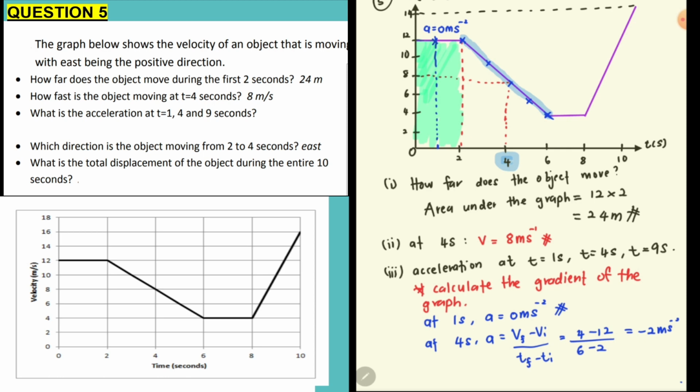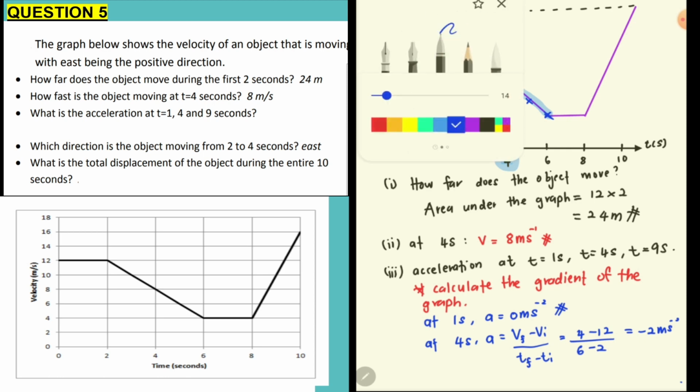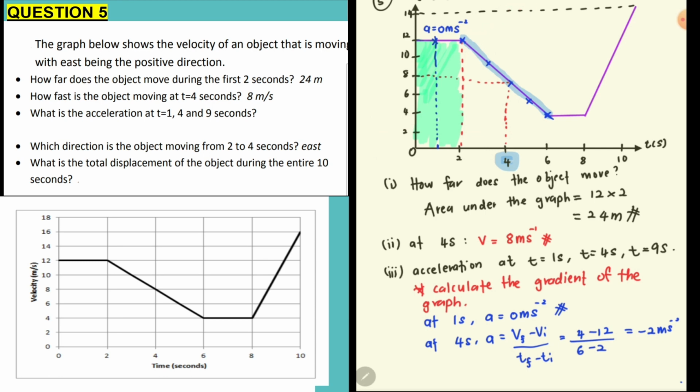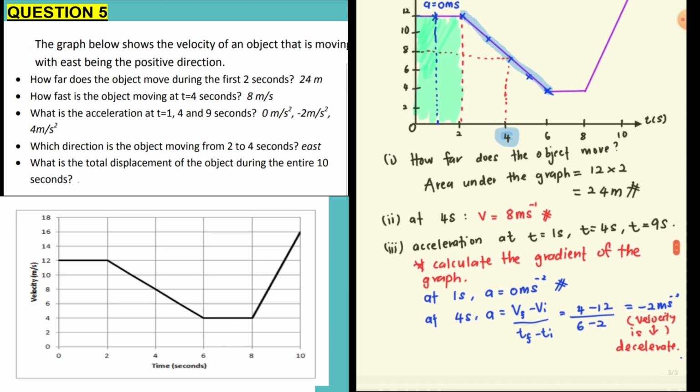Dia decelerate. Kenapa decelerate? Look at here. From here you can see the velocity is 12 meter per second and then decreasing uniformly: 12, 10, 8, 6, 4 dan seterusnya sampai sini. It means that velocity is decreasing, so the object is decelerating. So the answer is negative 2 meter per second squared. And the last one is 4 meter per second. So the answer is 4.